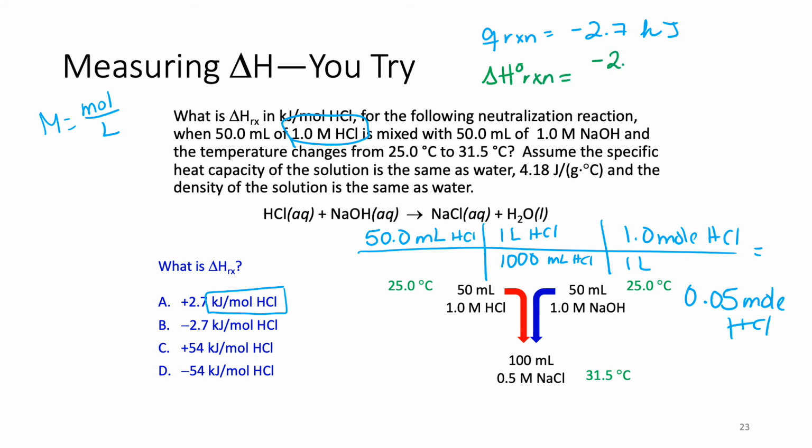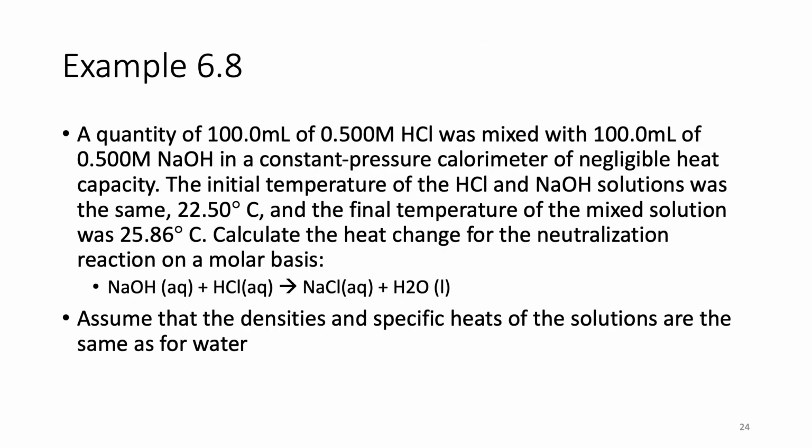In order to find delta H of reaction, I'm going to have negative 2.7 kilojoules divided by my 0.05 mole. So go ahead and do that calculation. Keep in mind 2 things. My sign has to be negative, so I eliminate this and I eliminate that one. My delta H has to be a negative number. So what is my value for my delta H of reaction? Negative 54 kilojoules per mole. Ta-da!